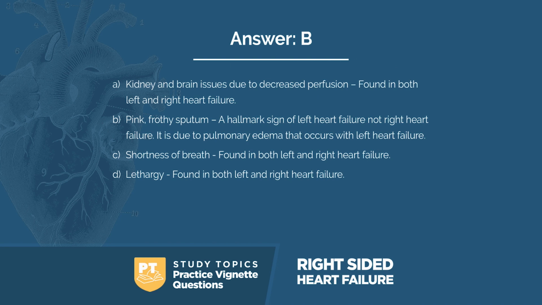And we know that pink frothy sputum is a hallmark of left heart failure, not right heart failure. And that's because it's due to pulmonary edema that occurs only with left heart failure. If we look at kidney and brain issues due to decreased perfusion, we know this can be found in both left and right. Shortness of breath also can be found in both left and right, and lethargy definitely can be found in both left and right. Okay, one more question.